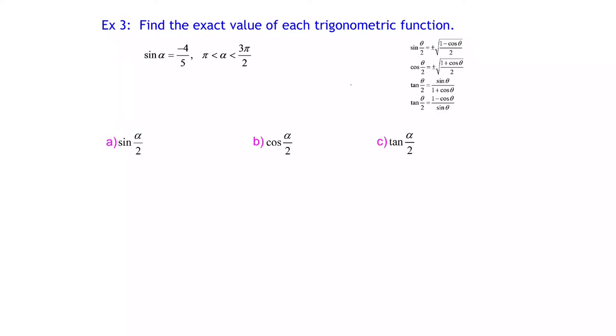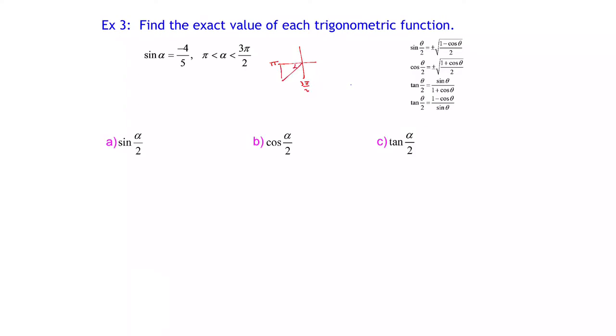Alright, and the last thing we're going to look at is the same thing we've done in the past: find the exact value of each trig function given information about a certain angle. So sine of alpha is negative 4/5 and is located in the third quadrant, between pi and 3 pi over 2.